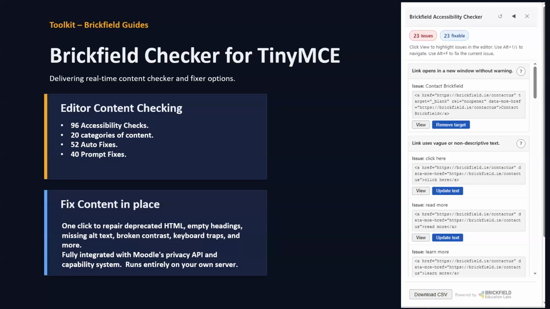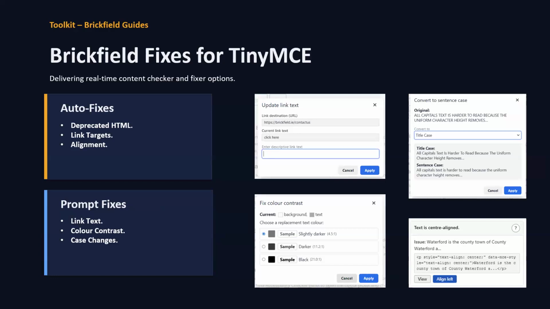The Brickfield checker is built into the TinyMCE editor, the standard editor in Moodle. As educators create or edit content, the checker runs in the background and surfaces these issues immediately. Auto fixes from the editor handle straightforward issues without any input needed. Deprecated HTML, link targets, alignments, so on. The prompt fixes guide the educator through the issues that need a decision. Link text, color contrast, case changes. Over 90 checks and fixes built into the editor. This is how you future-proof your content, by making accessible creation the path of least resistance.